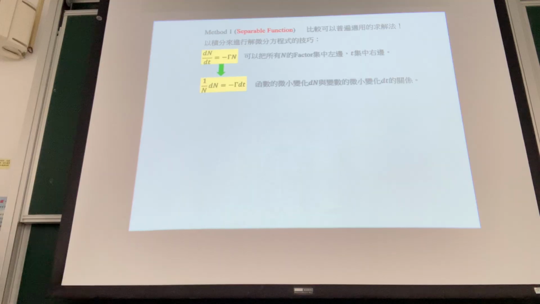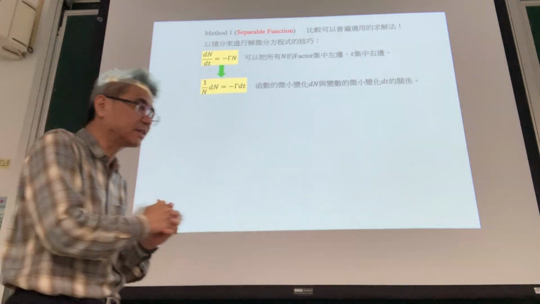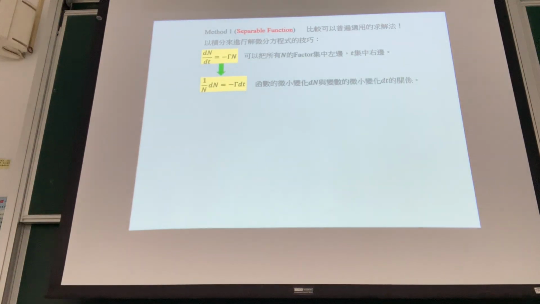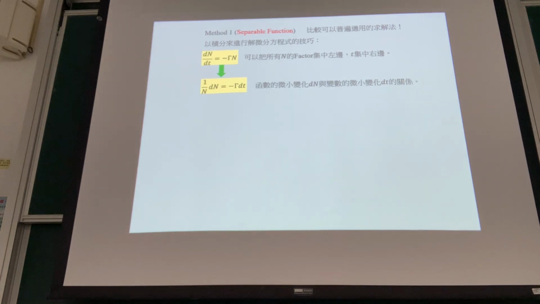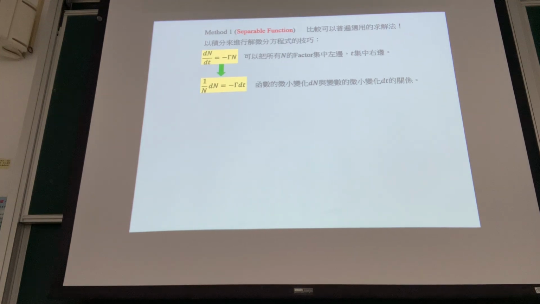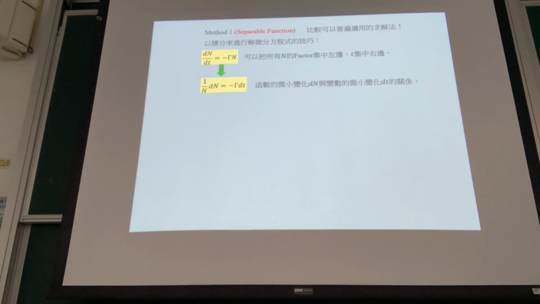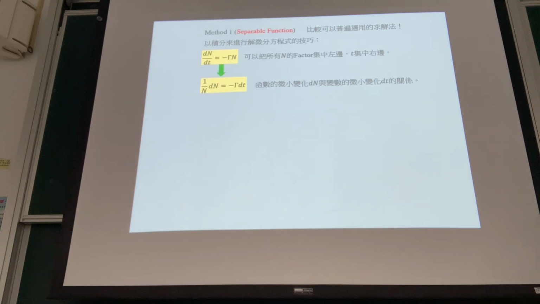Okay, final 15 minutes, 2 more transparencies, and we are done today. Okay, so the final 2 transparencies are actually very abstract and very simple and very useful. This method is called separable function. I call it my method 1. Remember method 0, method 1.